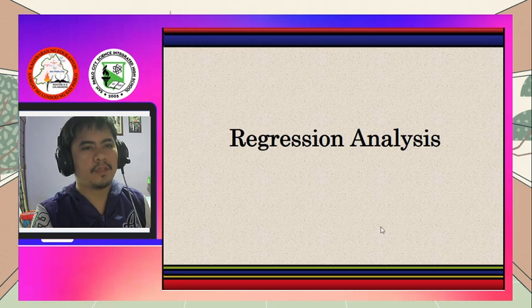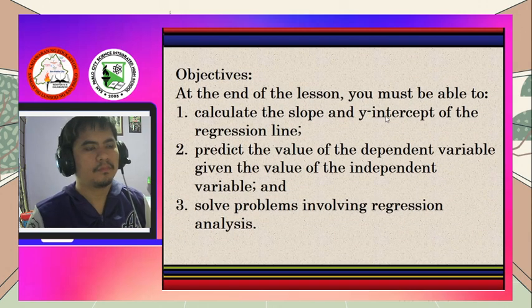Today, as I said a while ago, we'll discuss regression analysis. Here are the objectives for this lesson. You must be able to calculate the slope and y-intercept of the regression line, predict the value of the dependent variable given the value of the independent variable, and solve problems involving regression analysis.